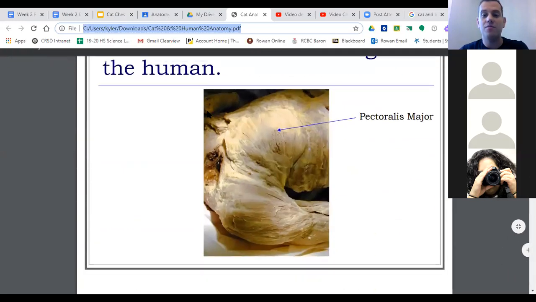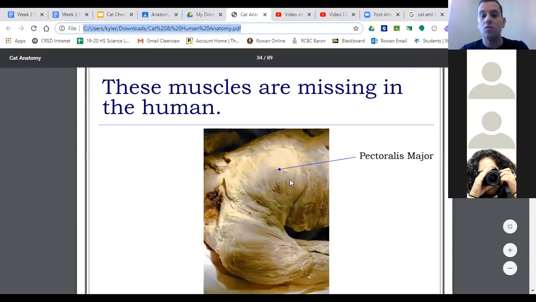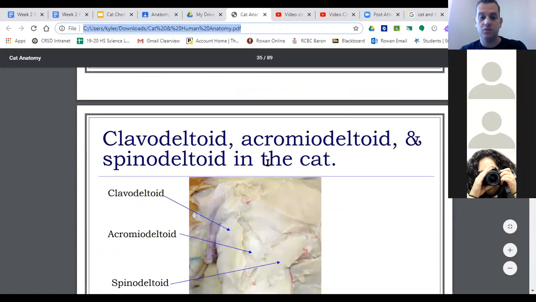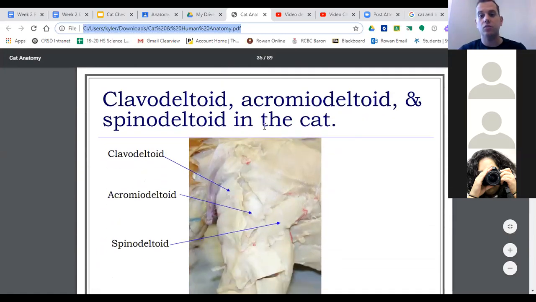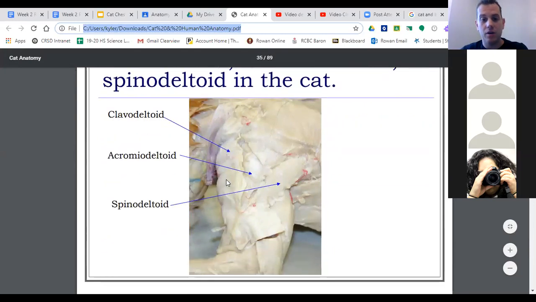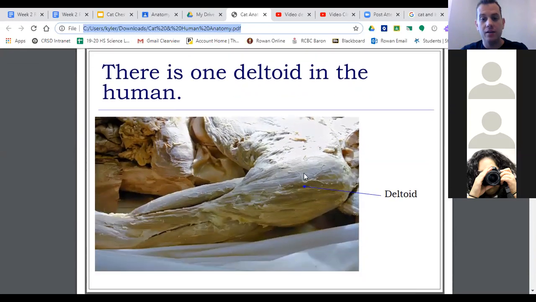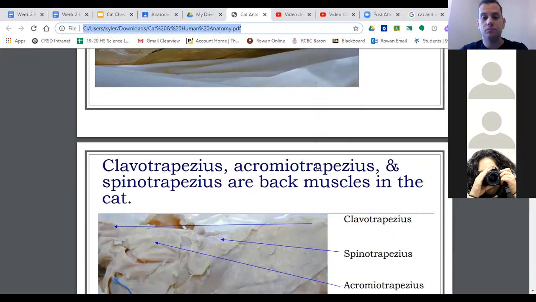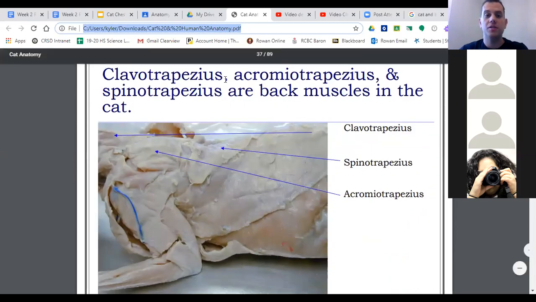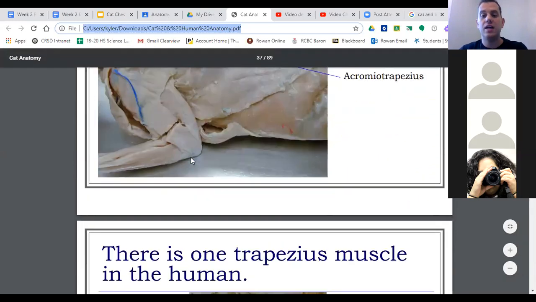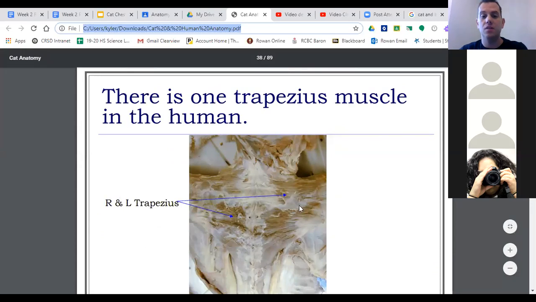We don't have them. If you looked at a human cadaver, right, the pectoralis major is the only chest muscle that we have, right? And we looked at the human muscles first. Same thing here with the clavodeltoid, acromiodeltoid, and spinodeltoid, right? In the back, all right, we just have one deltoid. Same thing with the trapezius. Clavotrapezius, acromiotrapezius, spinotrapezius, we just have one trapezius muscle left and right.